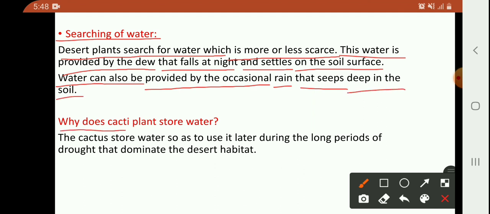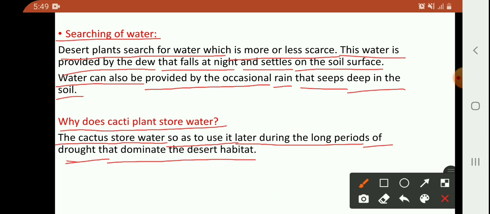Why does the cacti plant, شجرة الصبار, store water? The cactus stores water so as to use it later during the long periods of drought, لأنه بيصير في جفاف كتير بالصحراء, that dominate the desert plants. Drought, يعني الجفاف اللي بيسيطر على الصحراء.